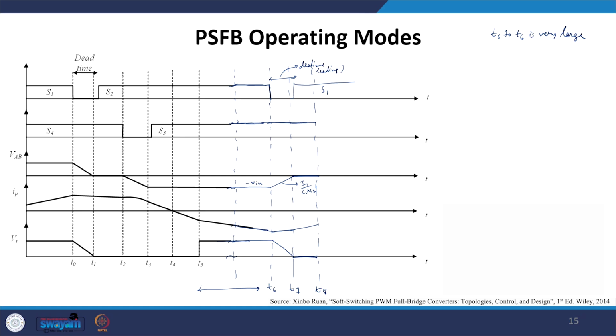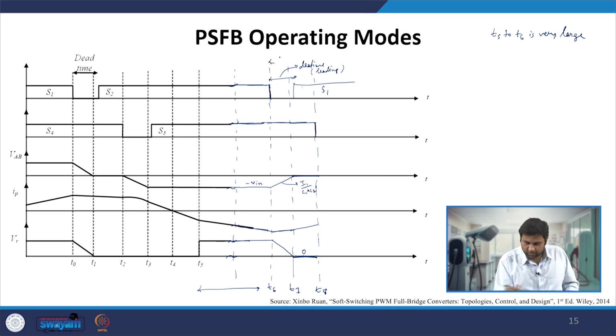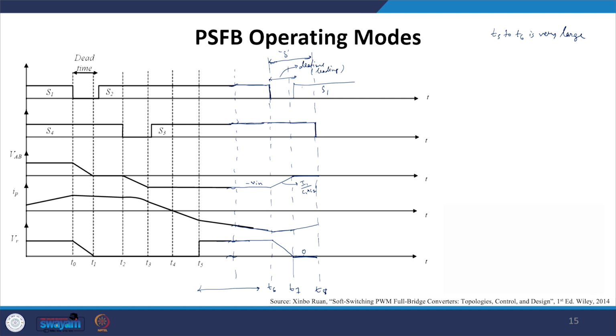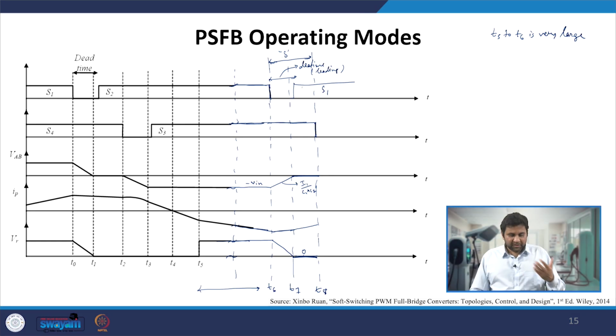Now at t equal to T8, since my VAB is 0, this VR is also 0. At t equal to T8, you now turn off my S3. From here to T8 corresponds to the delta value; this is a phase shift. At that point I am turning off my S3 switch in the lagging leg. Because of that, the voltage across VAB will be nothing but minus Vc3.